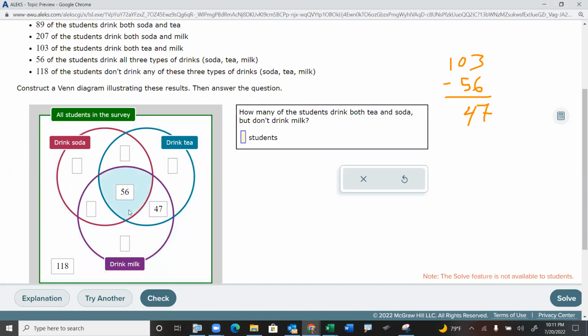Okay. 207 of the people drink soda and milk. So here's the soda and milk area. We're going to do something really similar to figure out this box right here. So we know there are 207 people over there. Okay, 56 are already accounted for in this region here, the milk and soda region.